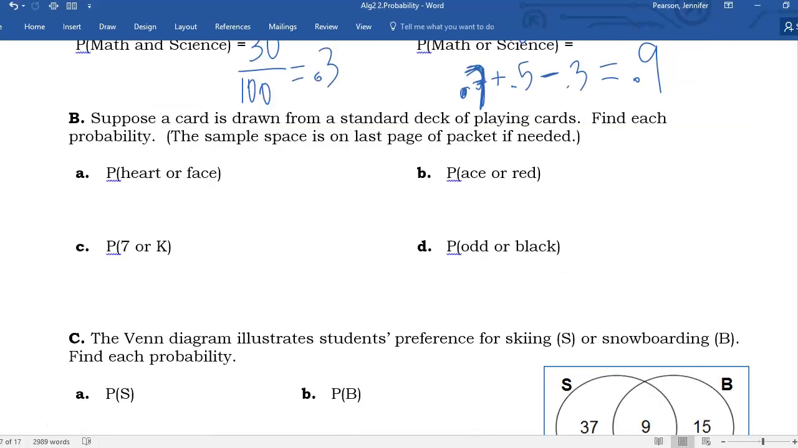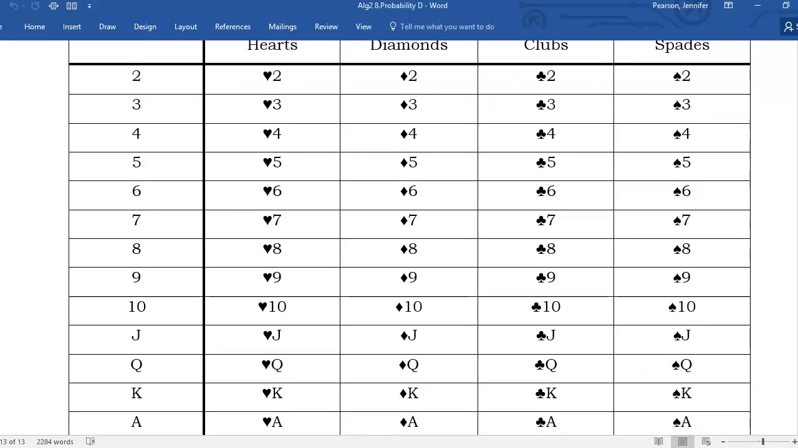There we go, so that I can just click back and forth. The first one says probability of heart or face. Okay, back to my sample space. I have my hearts here. There are 13 hearts out of the 52 cards.